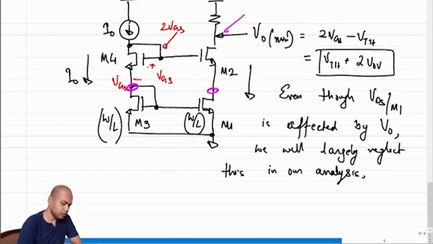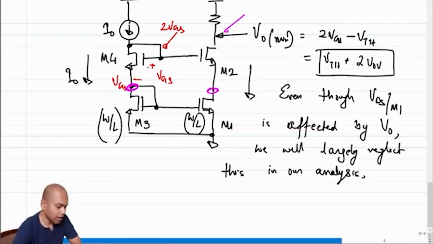Okay, so this is something that we should keep in mind, because it will help our analysis. Otherwise, when you solve problems of current mirror based circuits, you will end up with messy equations with third order terms and all, and that will make the algebra unnecessarily complicated without giving us too much insight. So we will assume that the drain voltage of M1 is not affected by the drain voltage of M2 to the first order, right?